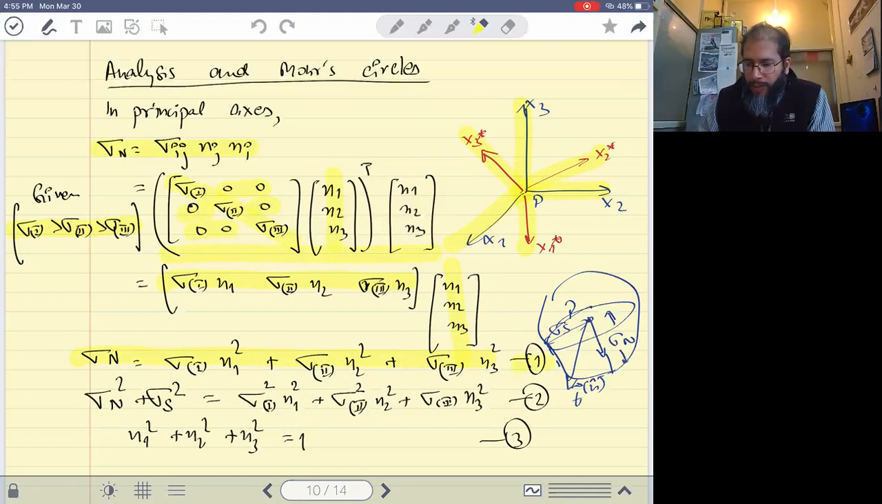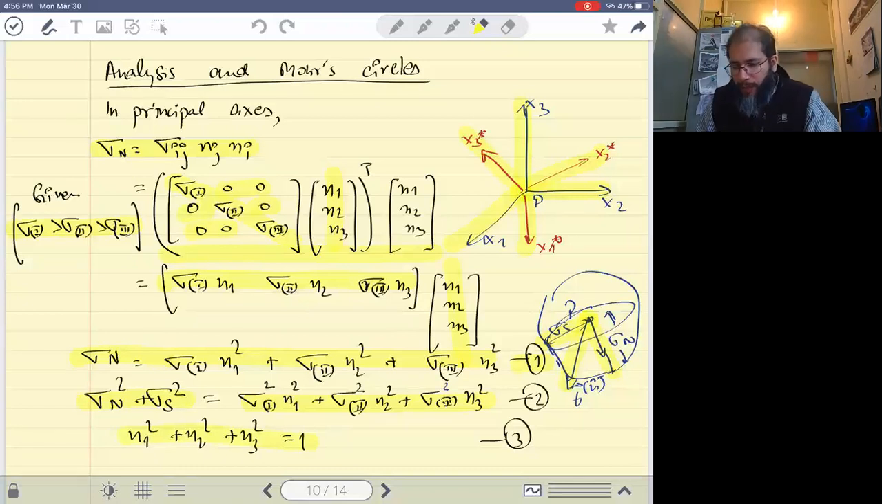Now we also know that, if you see the figure, sigma s, the shear component squared, plus the normal component squared, is the square of the vector t. Okay. So we can write sigma n squared plus sigma s squared as t dot t, which is nothing but sigma 1 squared n1 squared plus sigma 2 squared n2 squared plus sigma 3 squared n3 squared. Okay, and the third condition that we have is that since n is a unit normal, we have ni ni equals 1.